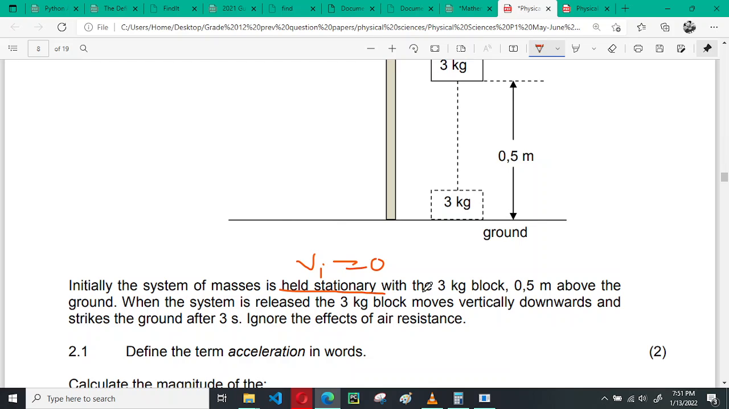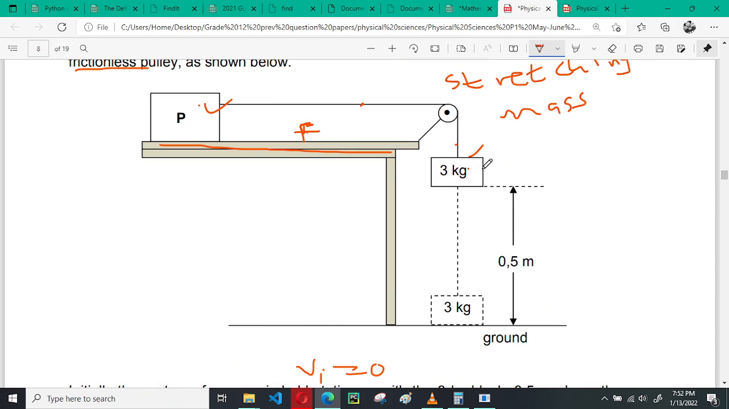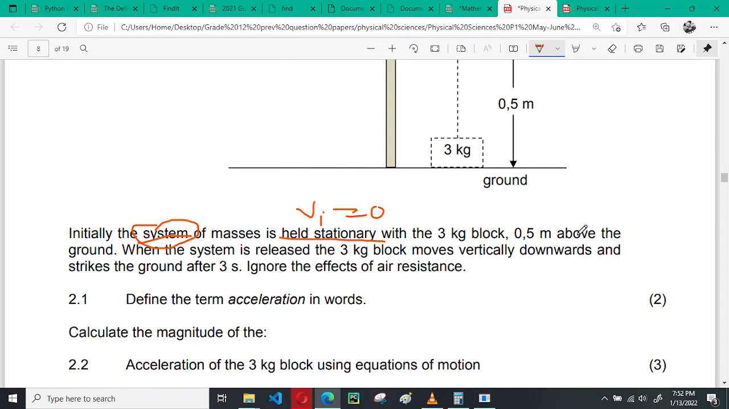Both of the blocks are a system now. A system means this block and this one are connected, so they move together. If you move this one, the other is going to move as well. That's why they call it a system. A system is a group of two or more objects joined together moving as one item. The 3 kg block is 0.5 meters above the ground.